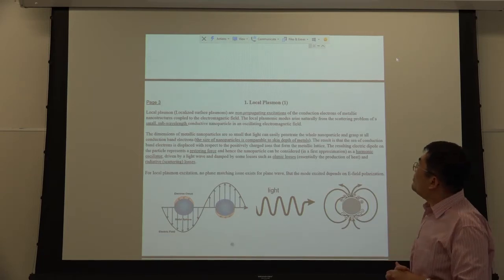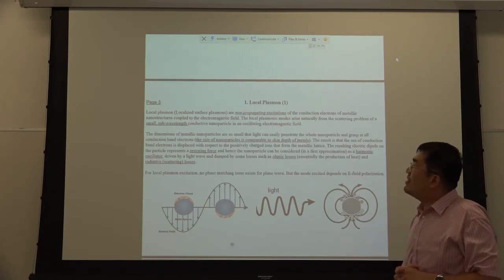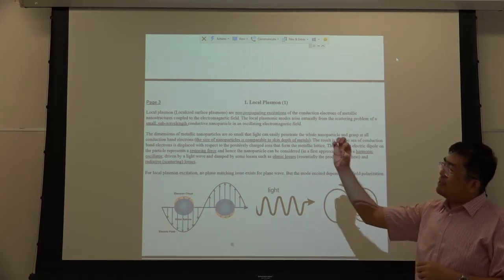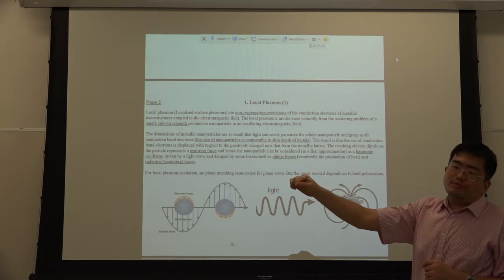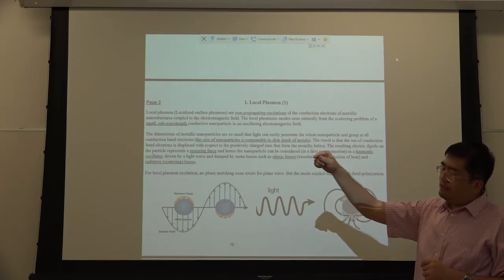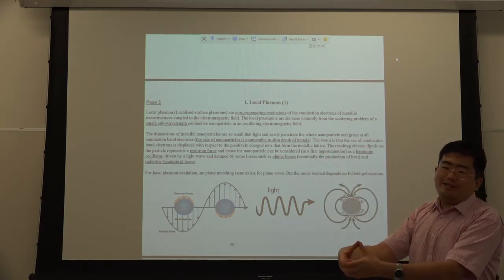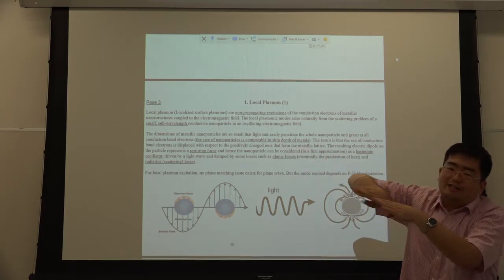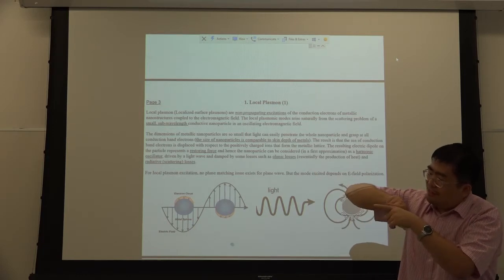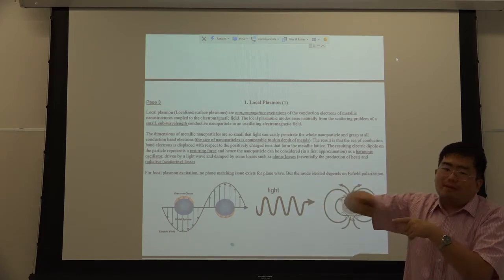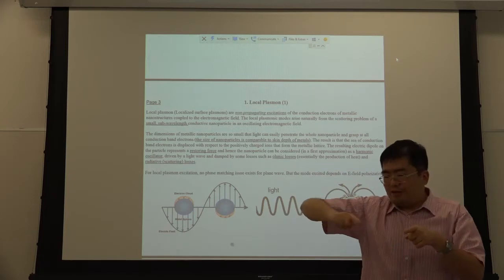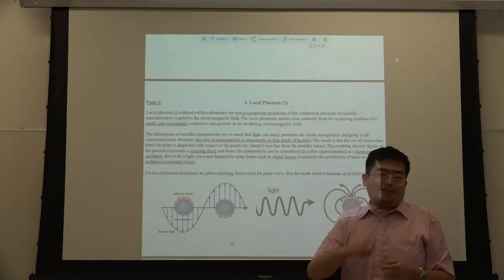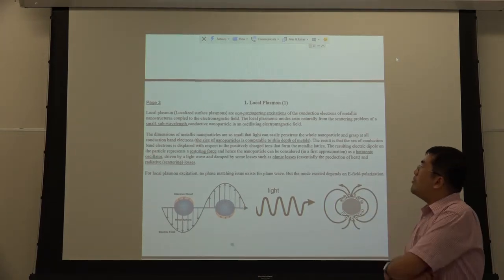A local plasmonic mode arises from the scattering problem of a very small subwavelength conducting nanoparticle, like a nanosphere, nanoprism, maybe a nanobar or something, with no very long interface. If there is a long interface, as in the surface plasmon, they can propagate, maybe a periodic interface. Here the interface has a curve, and it is a small nanoparticle.